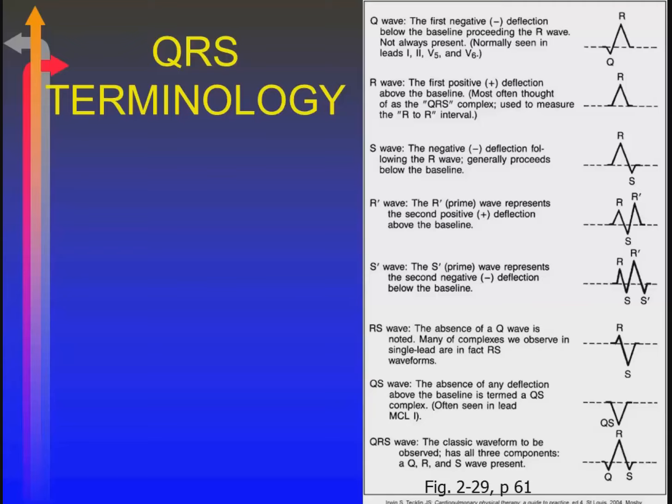Especially in this situation, I have a very small R wave here. And we'll find that as we go from V1 through V6, we see that R wave shape change, growing. And that has some kind of significance.